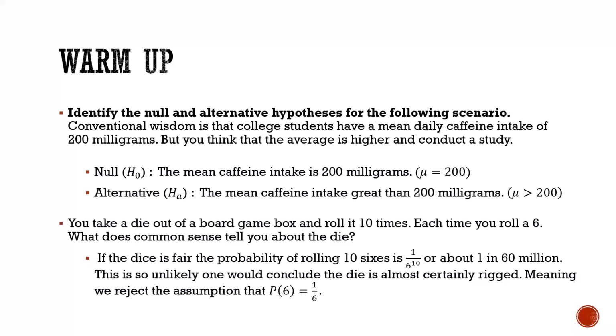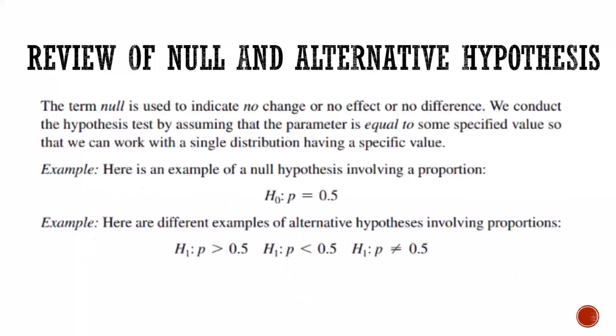It assumes a particular value. In this case, you'd be assuming the mean caffeine intake is 200, and then you're seeing the data that I have, and asking how likely is that to have occurred under that assumption? If that likelihood is underneath my significance level, I reject the null hypothesis. So just a quick difference. Here's an example of a null hypothesis.